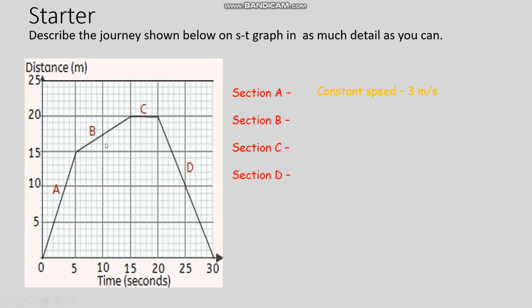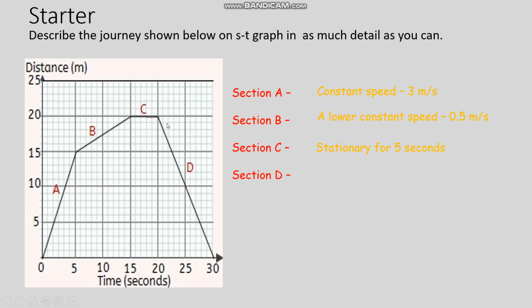Similarly, B is constant motion or uniform motion. Its speed is slightly less, the gradient is lower, and the distance travelled this time is 15 to 20, which is 5 meters, divided by time taken 10, gives us 0.5 meters per second. C is nice and easy. There is no change in the distance from where we started from, down here, so the object therefore is stationary, and indeed stationary for 5 seconds.